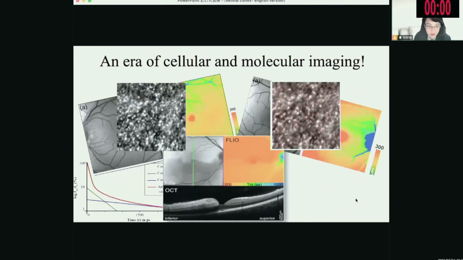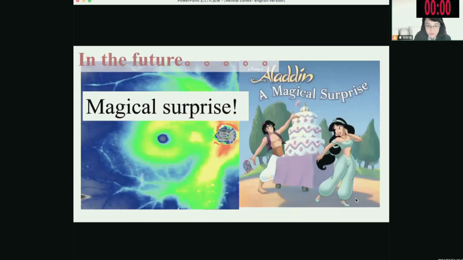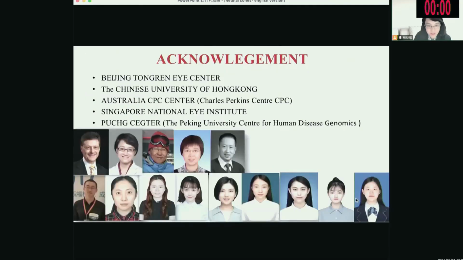Finally, I just want to emphasize that we have entered the era of cellular and molecular imaging. We are looking forward to more groundbreaking advancements in new instruments for visualizing photoreceptors. I want to show you the collaborators and all the team key members. Thank you so much for your listening.